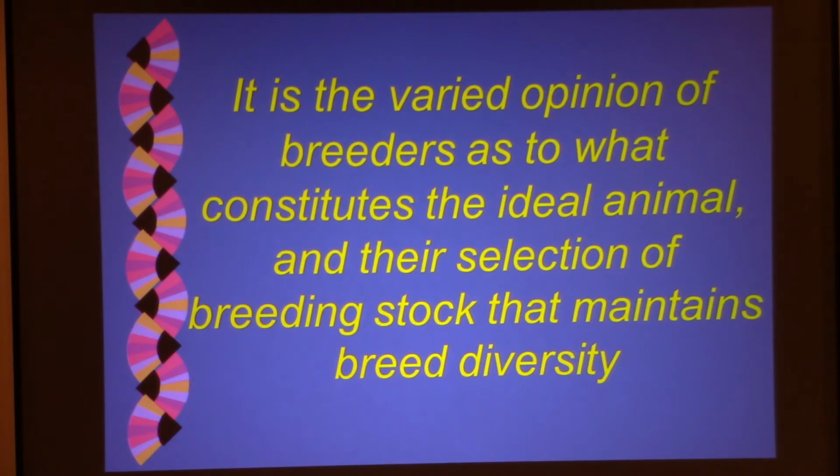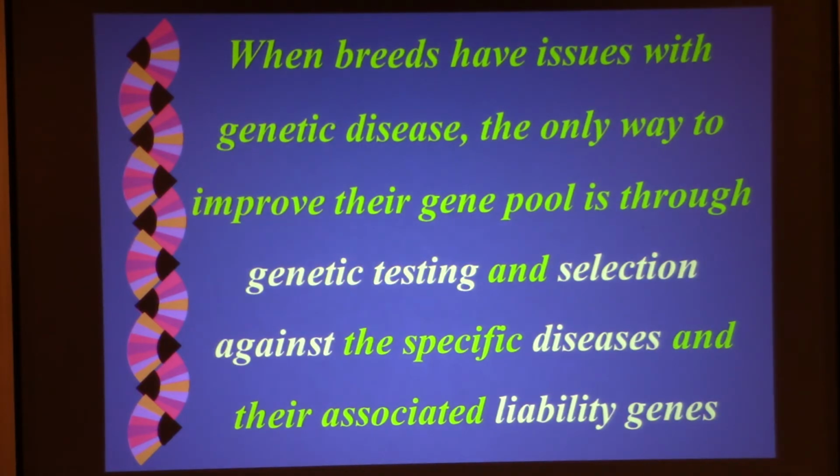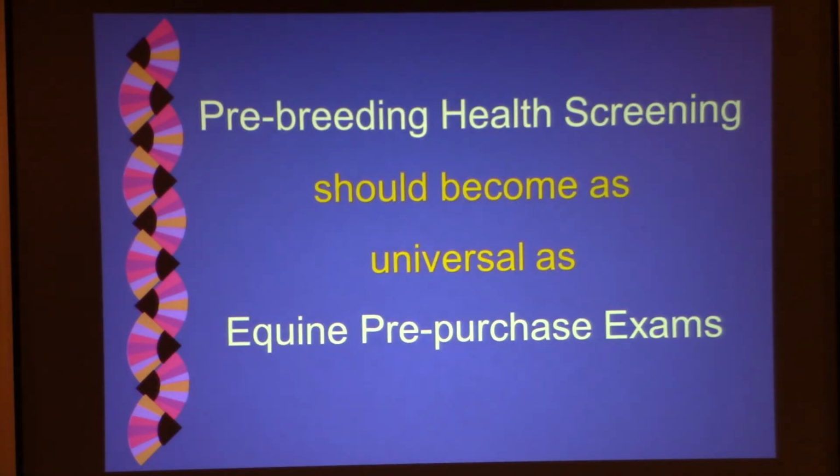It's the varied opinion of breeders as to what constitutes the ideal animal and their selection of breeding stock that maintains breed diversity. When breeds have issues with genetic disease, the only way to improve their gene pool is through genetic testing and selection against the specific diseases and their associated liability genes. This is my new mantra. Pre-breeding health screening should become as universal as equine pre-purchase exams.